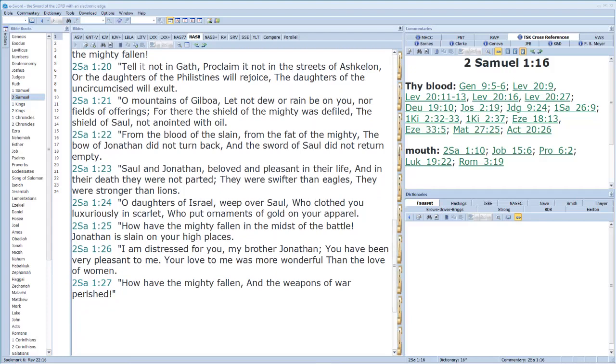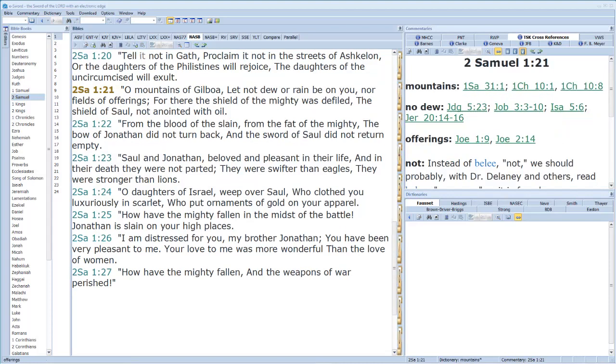Now, verse 21 says, "O mountain of Gilboa, let not dew or rain be on you, nor fields of offerings, for there the shield of the mighty was defiled, the shield of Saul, not anointed with oil." And so in verse 21, he points out that it was on the mountain of Gilboa where Saul was found dead, and where the young man said that he found Saul and killed him.